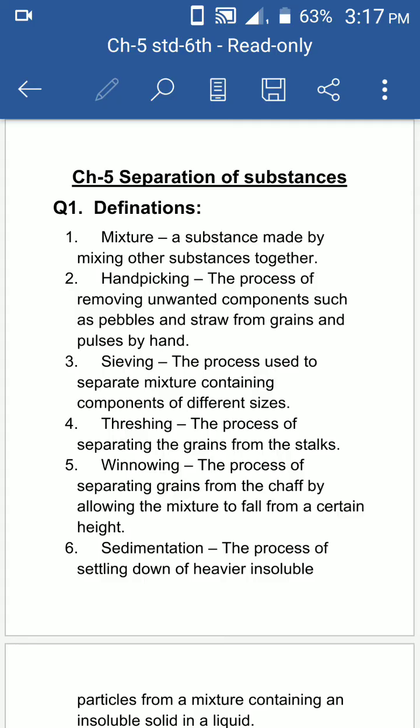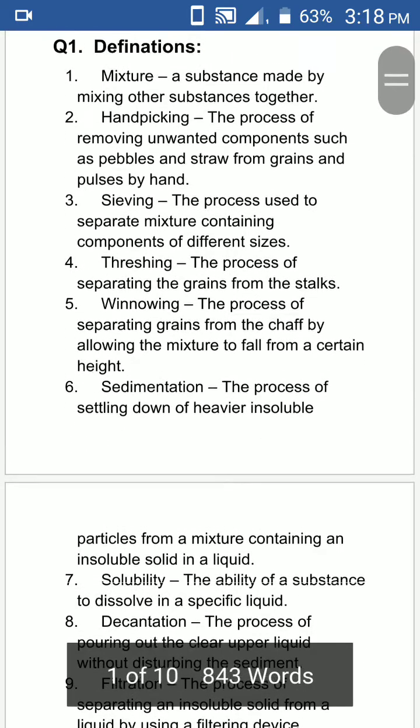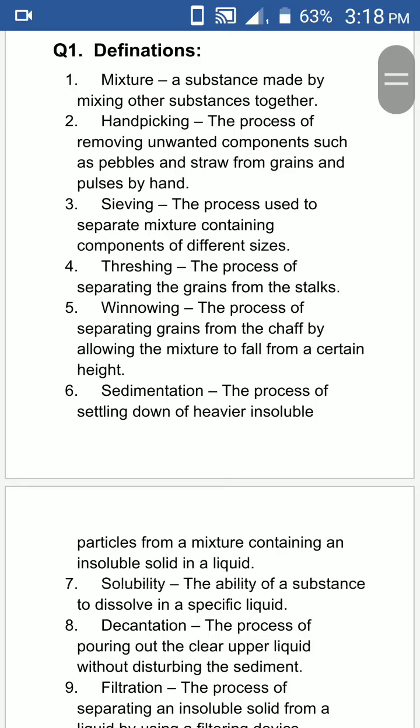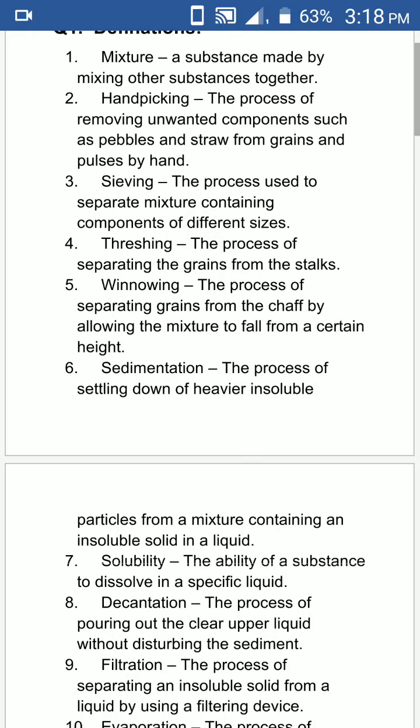Fifth is winnowing, the process of separating grains from the chaff by allowing the mixture to fall from a certain height. Sixth is sedimentation, the process of settling down of heavier insoluble particles from a mixture containing an insoluble solid in a liquid.